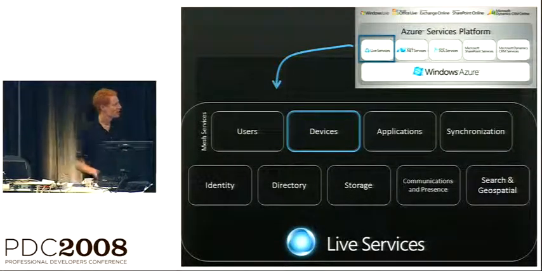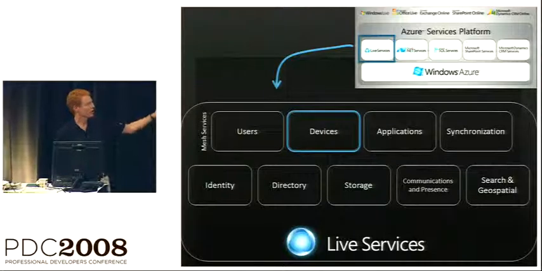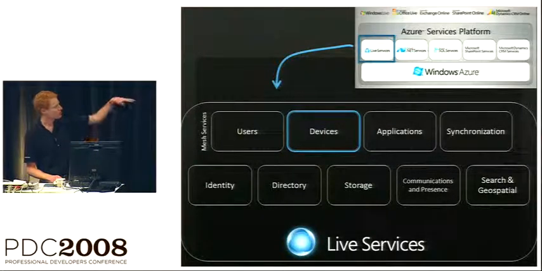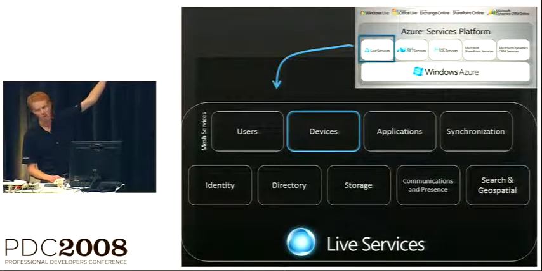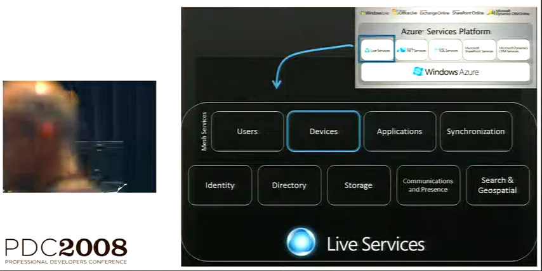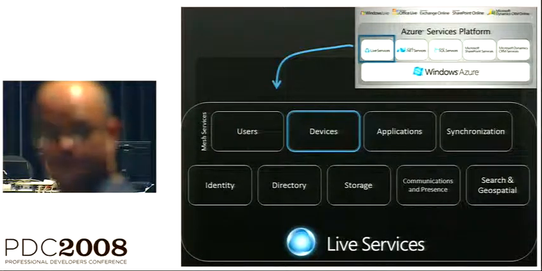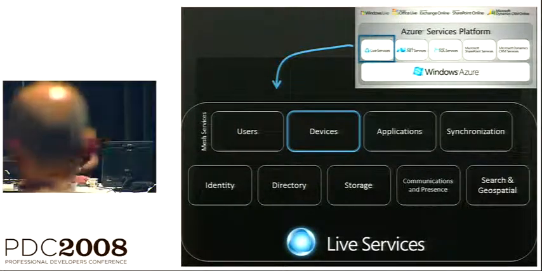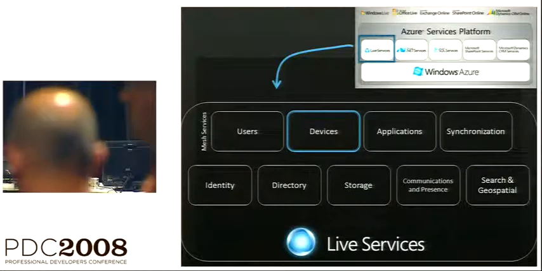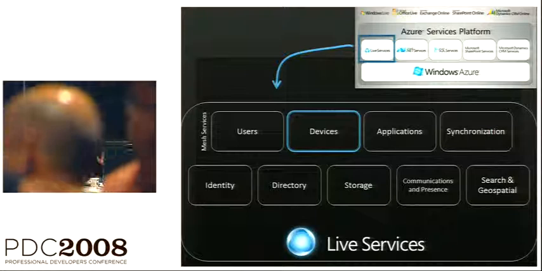One of those services is Live Services. When you dig into Live Services, I hope you've seen a picture like this before in some of the other talks. There's a lot of interesting services on the bottom, and then these user-centric notions on top of users, devices, applications, and synchronization. And again, just to recap, in our vision of software plus services, the devices are really the key to making it happen. If you don't have good device support, then you just have services. The key is to connect it with users wherever they are. So it's your stuff, your way.